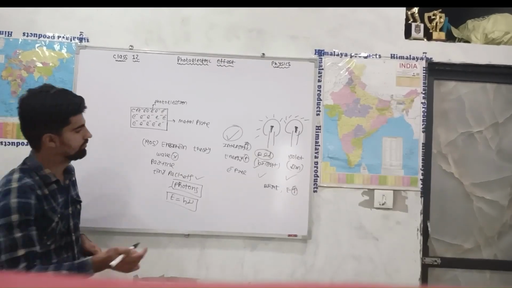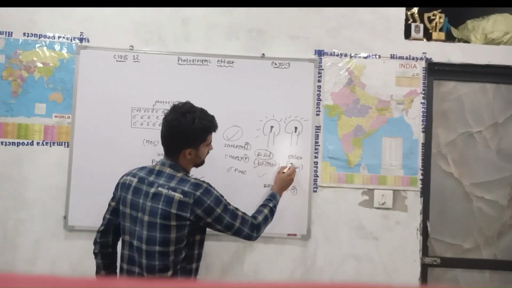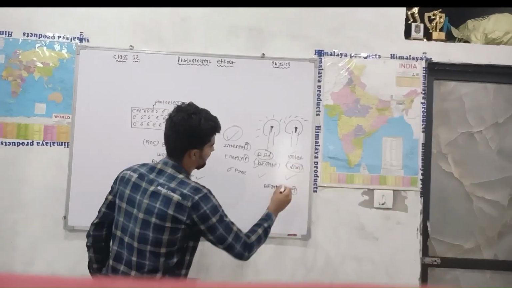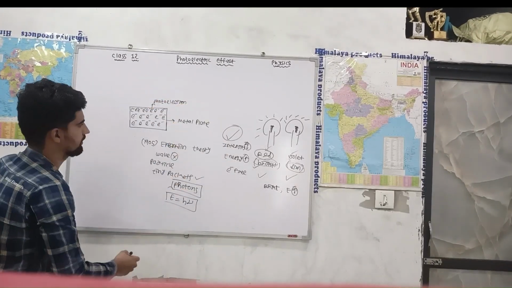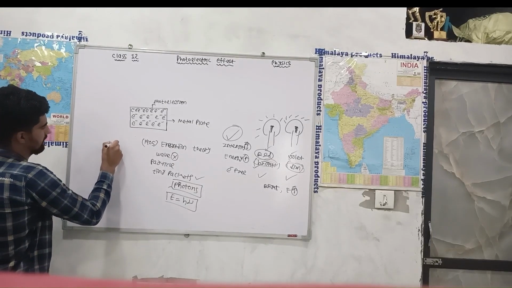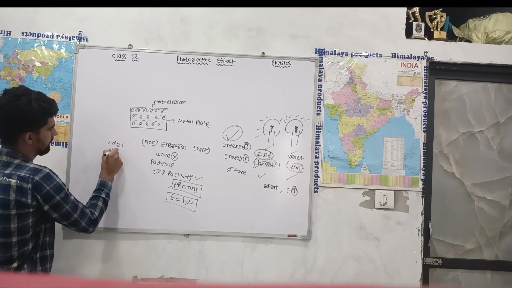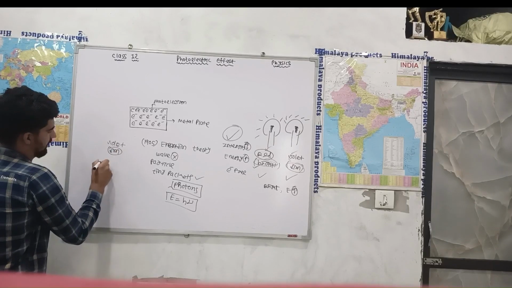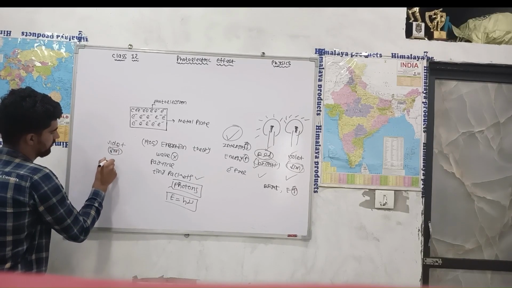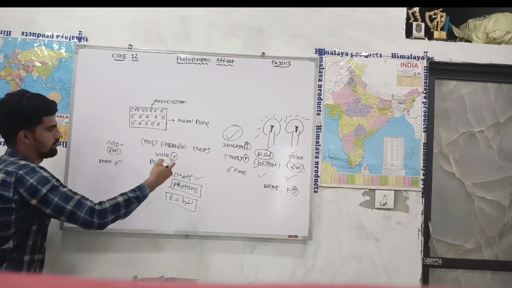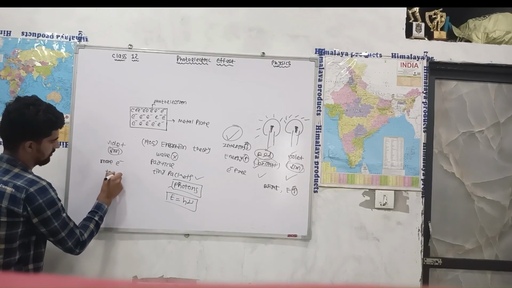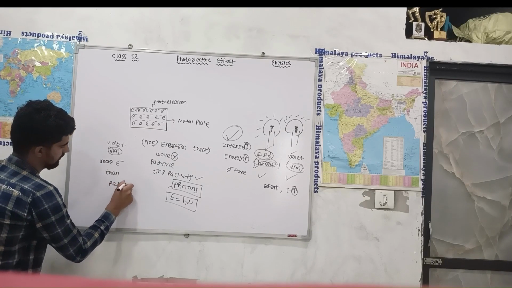So with this bright light, this dim light, red and violet light, what happens in the experiment? Violet light, which is dim, emits more electrons than this red bright light.